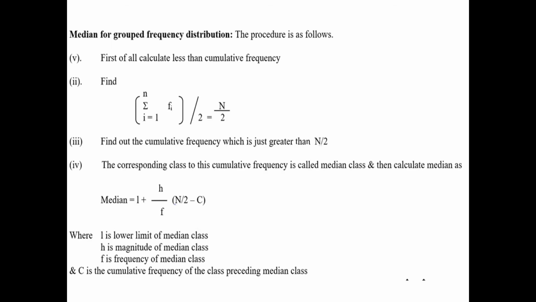And for grouped frequency distribution, again calculate cumulative frequency, find n by 2. So find that cumulative frequency which is greater than n by 2. That gives the median class. Median is equal to L plus H by F multiplied by (n by 2 minus C). L is the lower limit of the median class, H is the magnitude of the median class, and F is the frequency of the median class. And C is the cumulative frequency of the class preceding the median class.